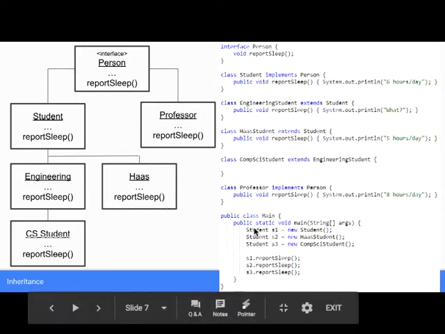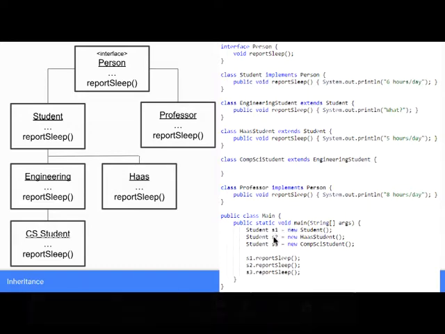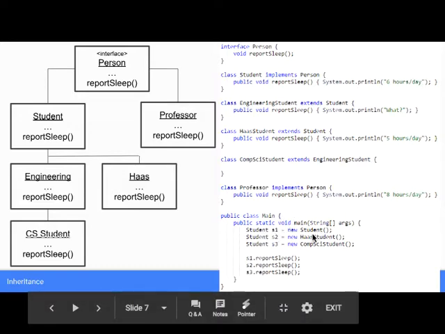So my question to you is, what will these calls over here in the bottom right output? Again, to the left of your equal sign is the static type of a variable, and to the right over here is a dynamic type. So for variable S1, the static and dynamic type are both student.